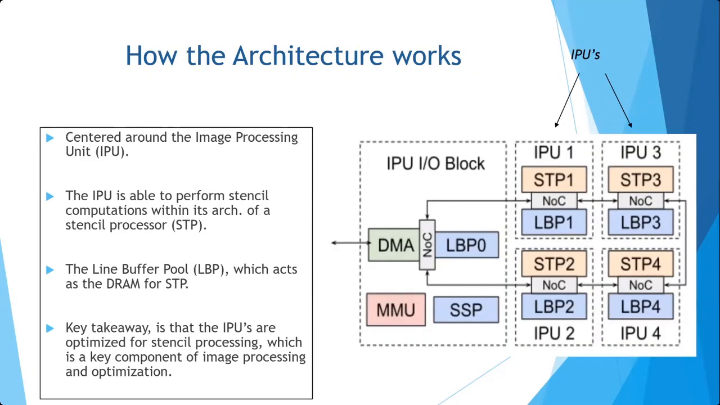This is a diagram of how the architecture works for the Google Pixel Visual Core. It's going to be centered around the image processing unit, the IPU, on the right-hand side of the screen there. You can see that the IPU is able to perform stencil computations with its architecture of a stencil processor. And then the line buffer pool underneath it, highlighted in that bluish-purple color, acts as the DRAM for the stencil processor. The key takeaway is that the IPUs are optimized for stencil processing, which is a key component of image processing and optimization.